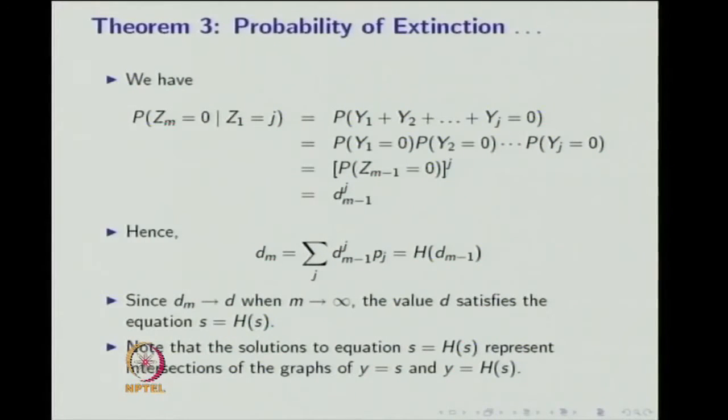Note that the solutions to the equation s is equal to h of s represents intersections of the graphs of y is equal to s and y is equal to h of s. So, the d will be the probability of extinction, and we are not going to discuss further about how to solve s is equal to h of s and finding the probability of extinction.